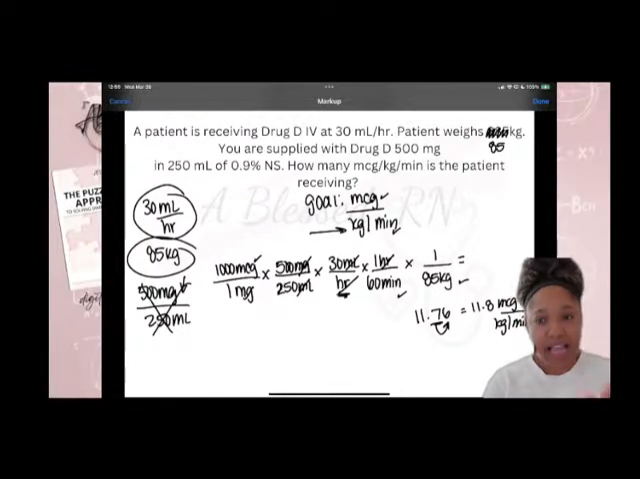Okay. Somebody asked me about a reconstitution question. So I'm gonna do a reconstitution.